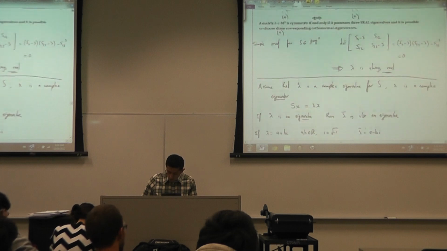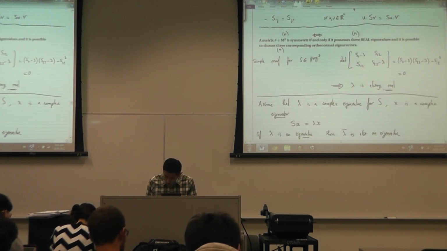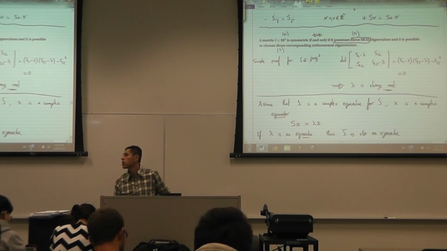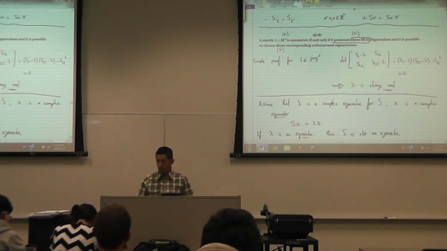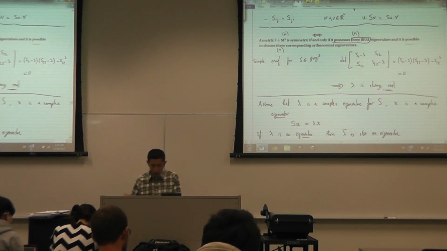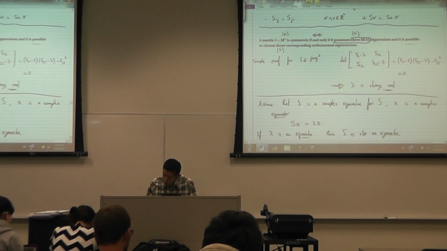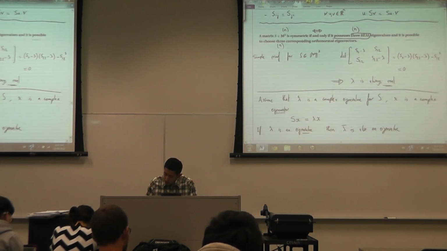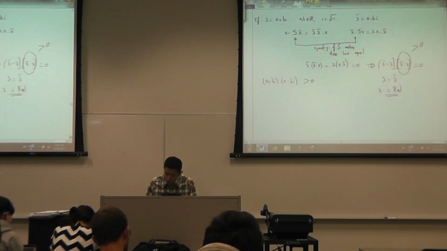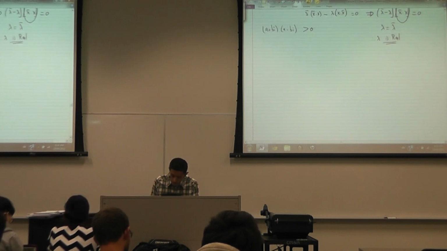So, indeed, it possesses 3 real eigenvalues. All the eigenvalues are real. And it is possible to choose 3 corresponding orthogonal or orthonormal eigenvectors. So let's see what this means.